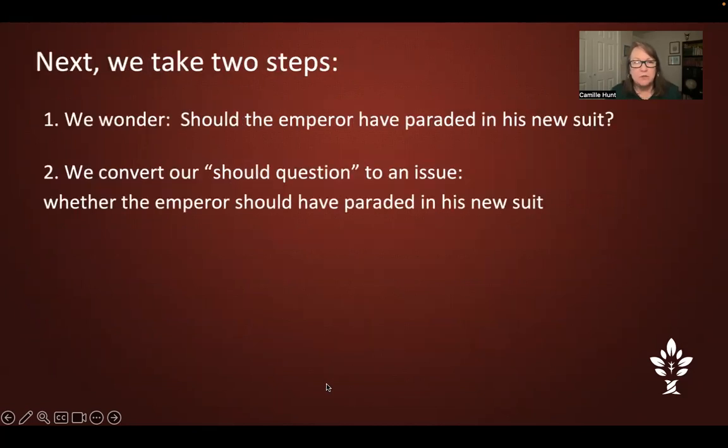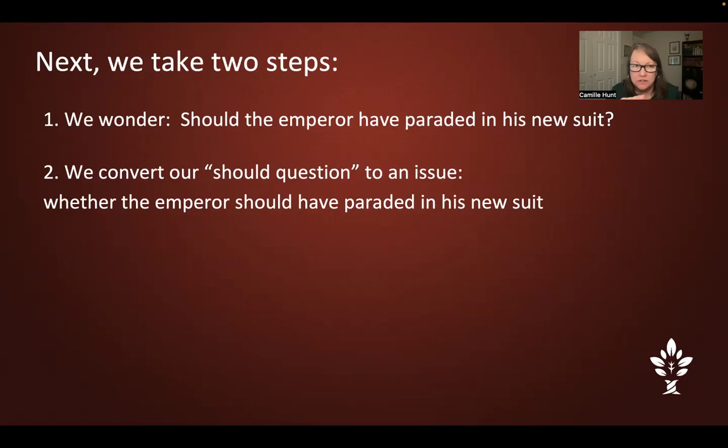So we take 2 steps. We are wondering, should the emperor have paraded in his new suit? And then step 2 is convert our should question. Remember, we're always asking what people should have done. And we're going to convert our should question to an issue: whether the emperor should have paraded in his new suit.